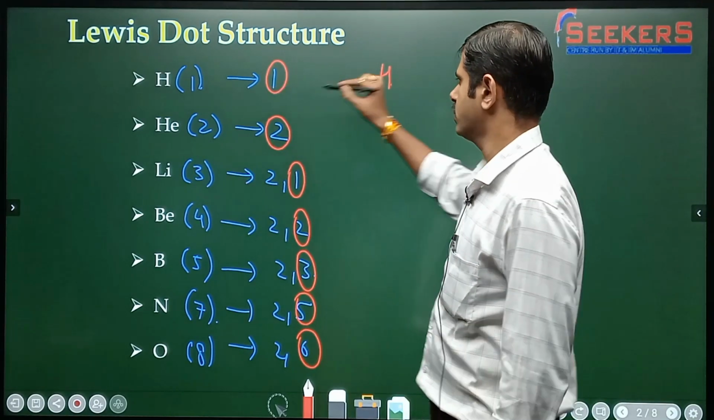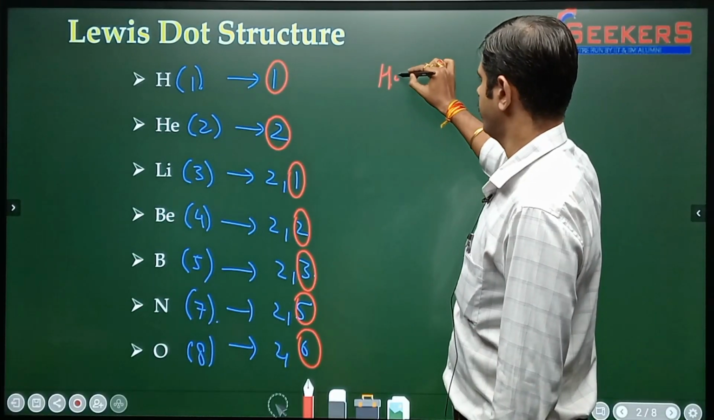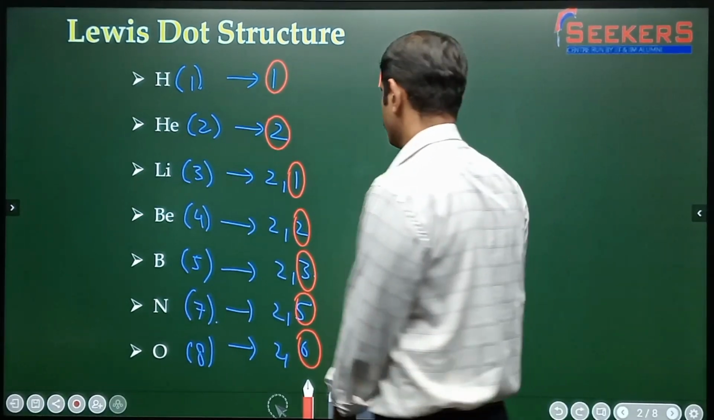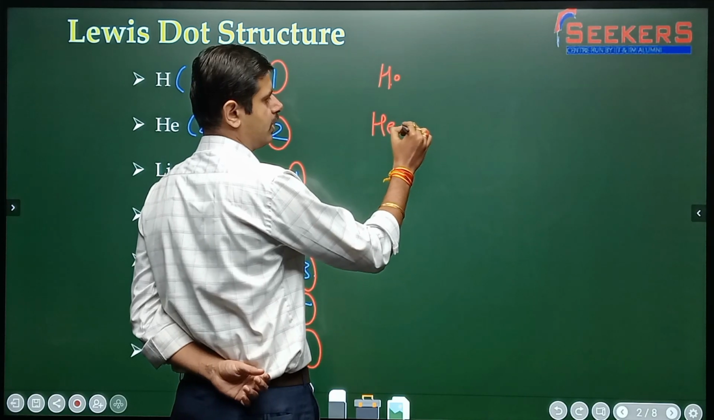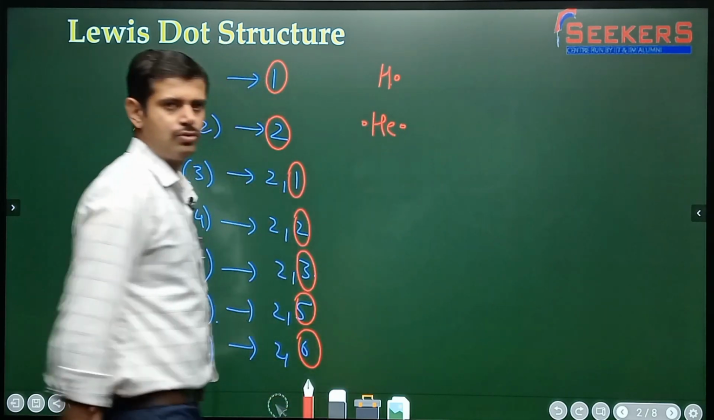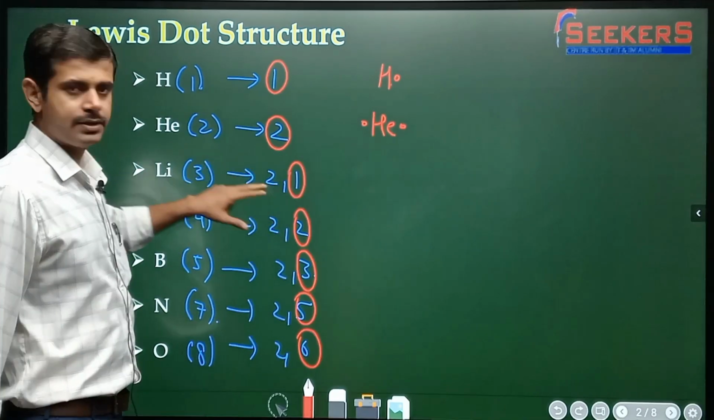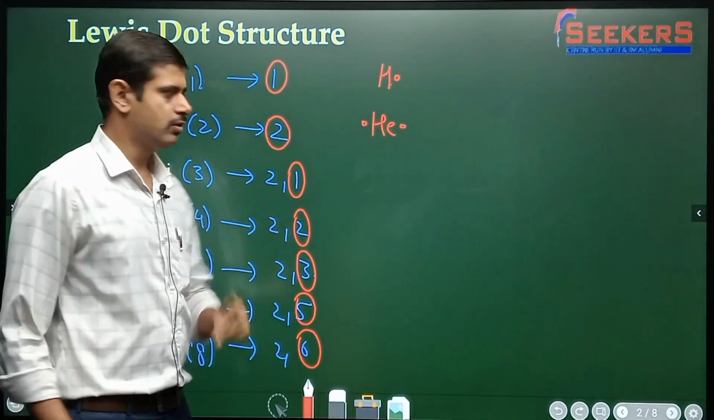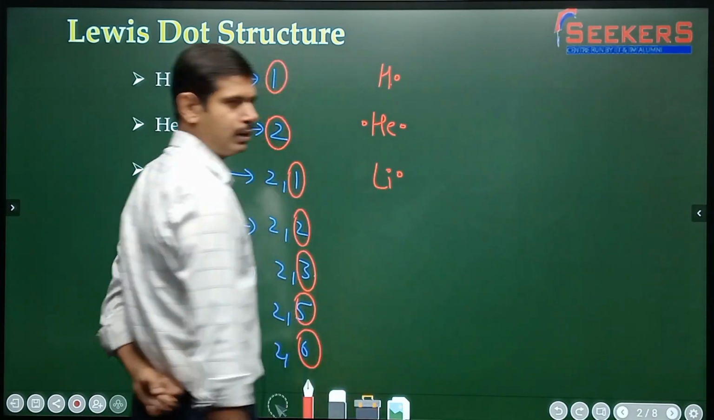For example, hydrogen, how many valence electrons are there? 1. So it is 1 dot. Clear? When it comes to helium, we write helium, and how many electrons? It is 2. Lithium, overall electrons are 3, but the valence electron is 1 only. So for lithium it is 1 electron.